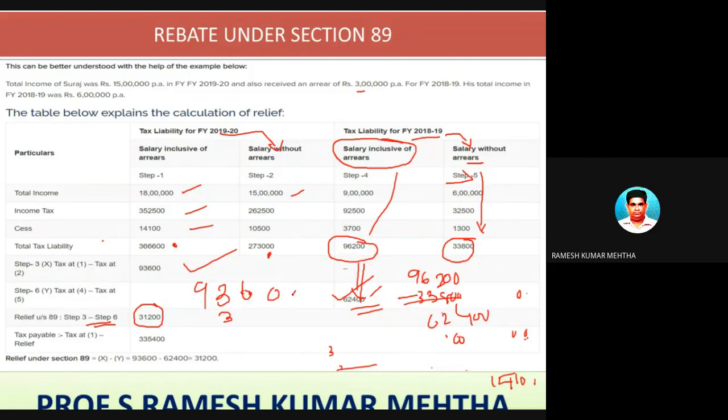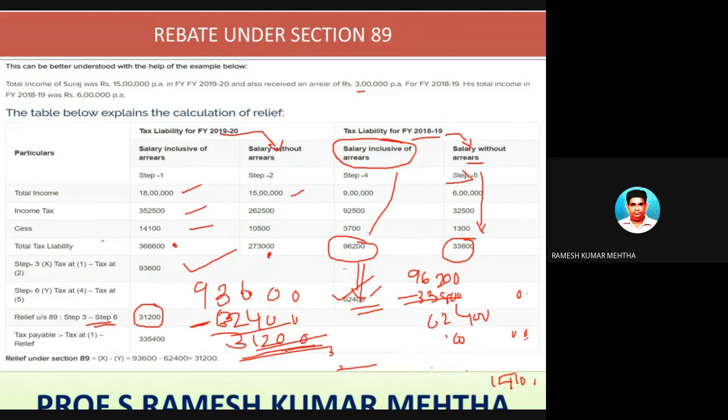93,600 minus 62,400, which is 31,200. So this is the tax relief you will get.